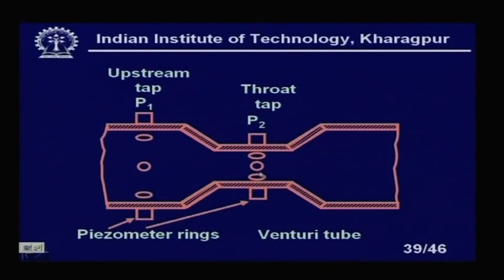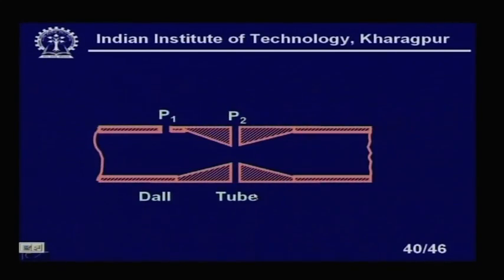This is the area of minimum cross section. This is A1, the area of cross section, this is capital D, and this is small d. That ratio will give you the beta. This is a venturi meter, and the piezometer rings average the upstream pressure and the downstream pressure. Now, this is the dall tube. We have pressure tap P1 here and pressure tap P2 here.